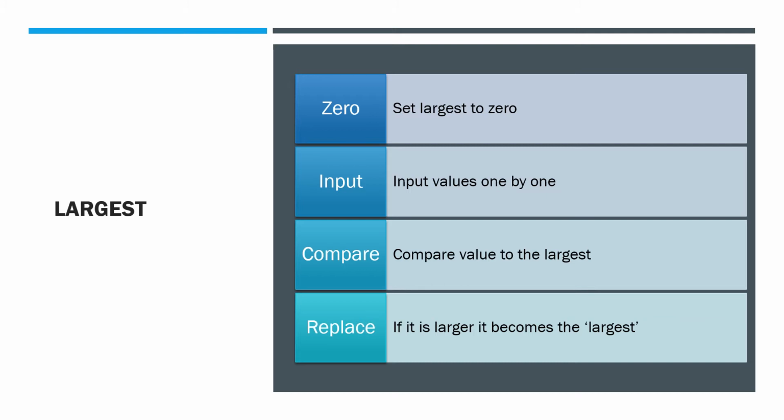If we want to find the largest in a series of numbers, we use a somewhat similar structure. Before the loop begins, we set a variable called largest to 0. Inside the loop, we input values one by one, and each time round the loop, we'll compare the value that has just been input to the largest. If it is larger, this value becomes the new largest value. We'll continue that until the end, and then when the loop's finished, we'll output the largest number.